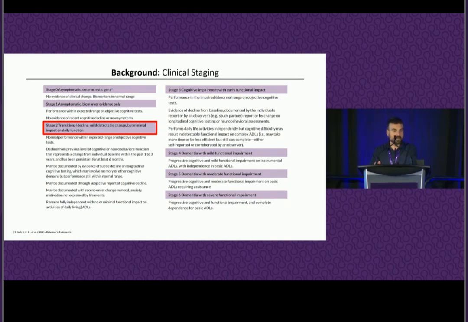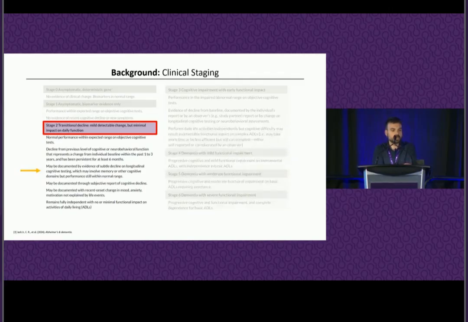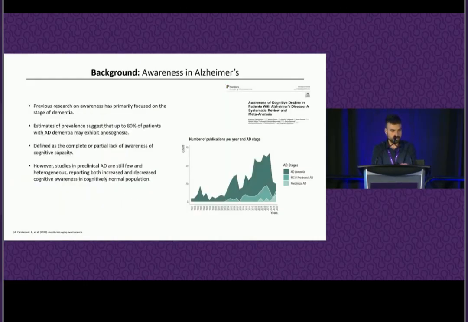The available recommendations for identifying transitional decline consider objective cognitive measures, subjective reports of cognitive decline, and behavioral changes. Now, in this presentation, I will focus on subjective reports of cognitive decline, also known as SCD. Specifically, I will present a longitudinal approximation to model the awareness of cognitive function, defined as a discrepancy between participant and informant SCD reports.